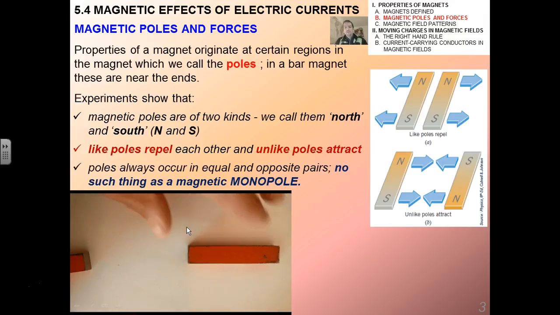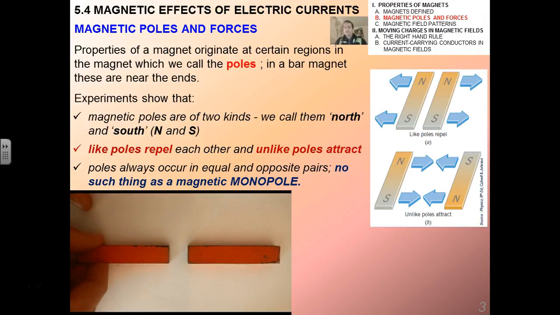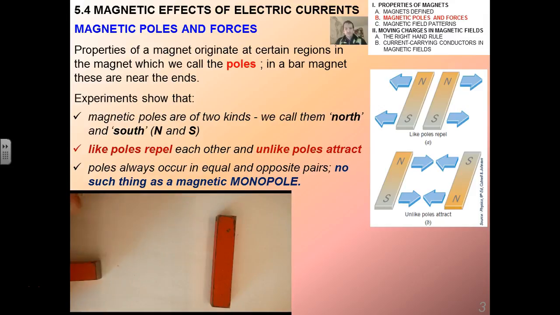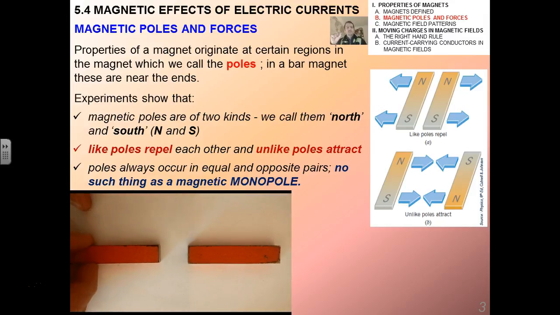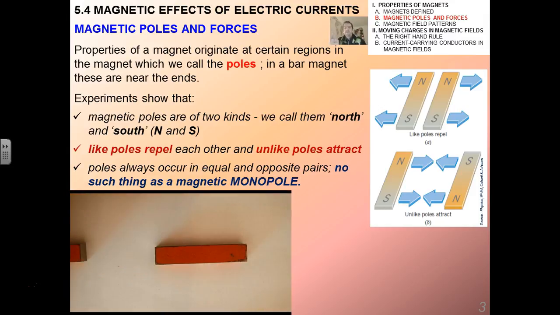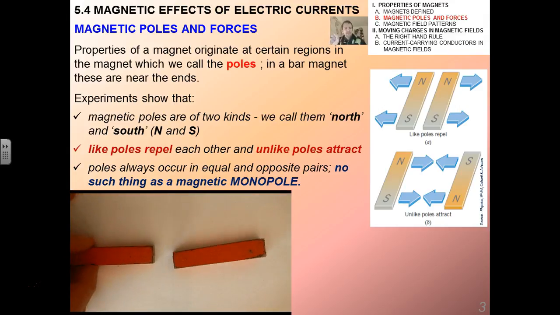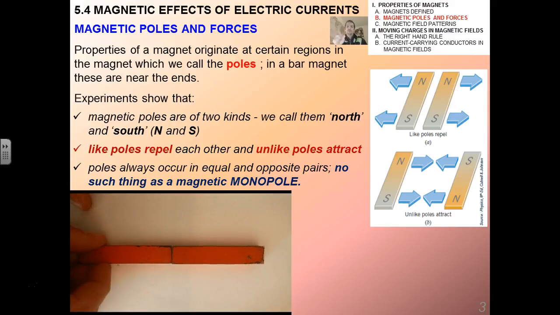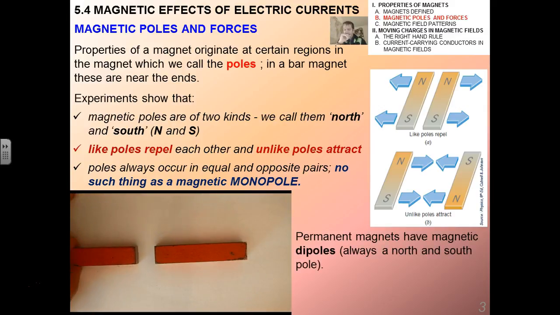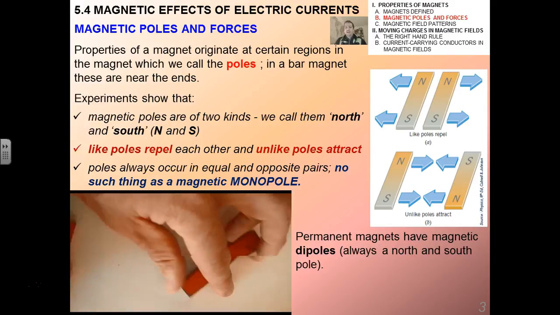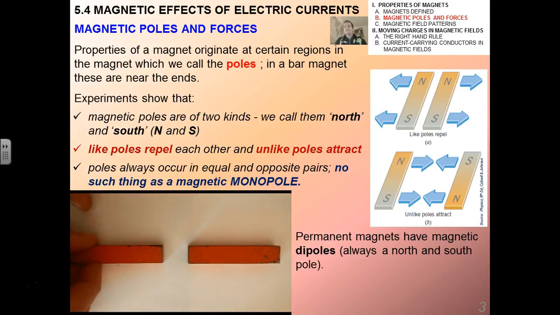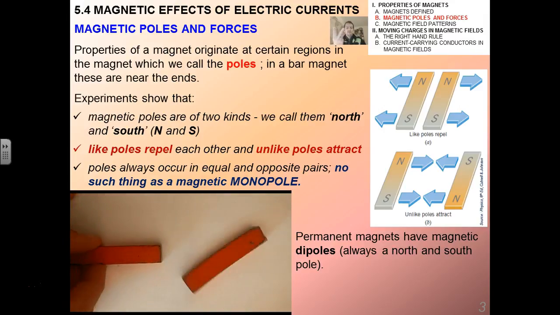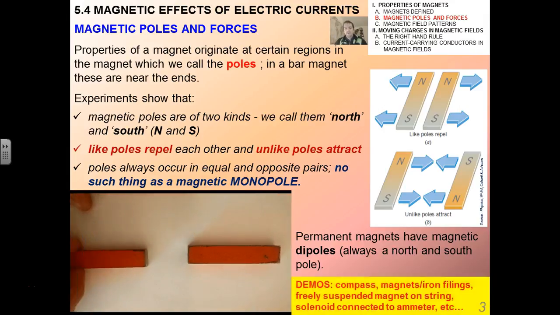Okay? Poles always occur in equal and opposite pairs. There's no such thing as a magnetic monopole, and this is the big difference between electricity and magnetism, right? We could have isolated point charges, positive or negative. We can have a negative charge in space without having a corresponding positive charge, but you can't have an isolated north or south pole in space without the other. Okay? All right, and permanent magnets have what are called magnetic dipoles. And what a dipole is, it's a magnet that always has a north and south pole. So they're two poles. Okay, so you see that term dipole once in a while.